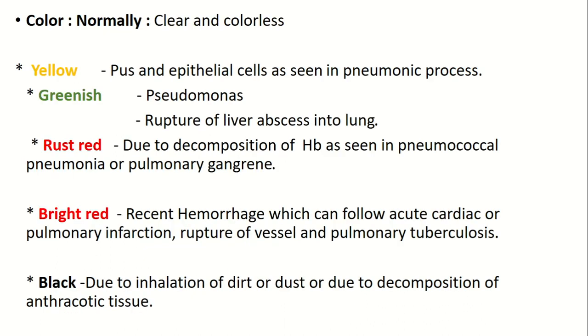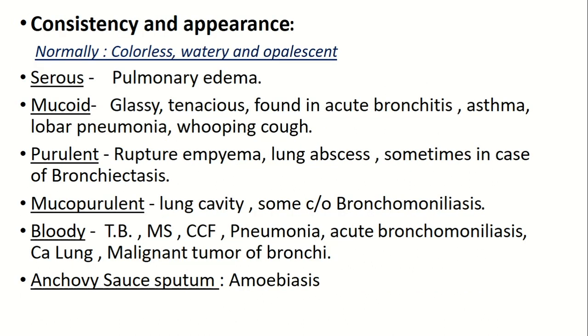Now color. Usually it is clear and colorless. Yellow in case of infections like pus, greenish particularly in bacterial infection like Pseudomonas. Two reds are there: rust red is particularly seen in pneumococcal pneumonia and pulmonary gangrene, due to decomposition of hemoglobin; recent hemorrhage gives bright red sputum, due to rupture of vessels, in pulmonary tuberculosis and pulmonary infarction. Sometimes black sputum is seen in anthracotic tissues or inhaled dust.